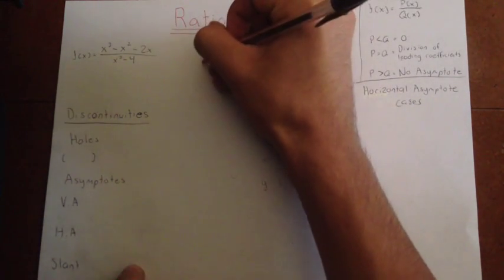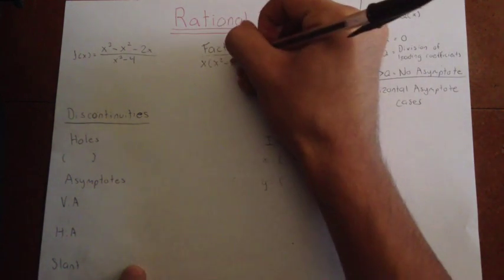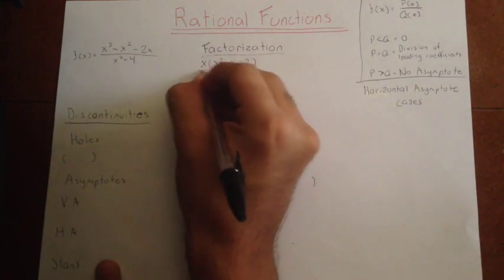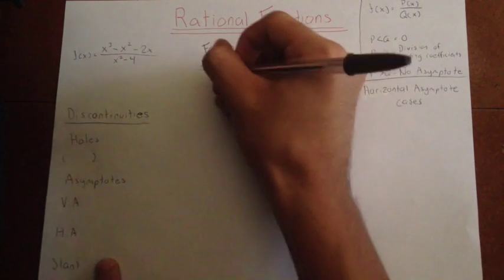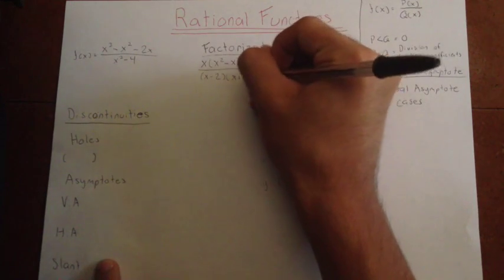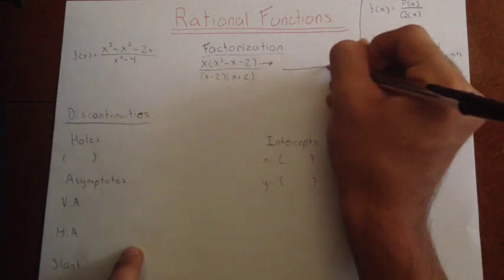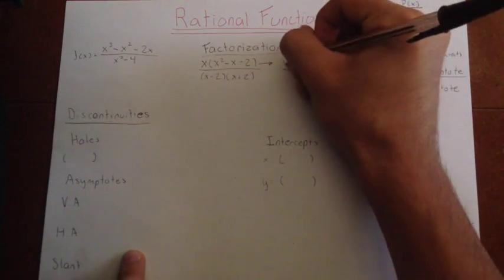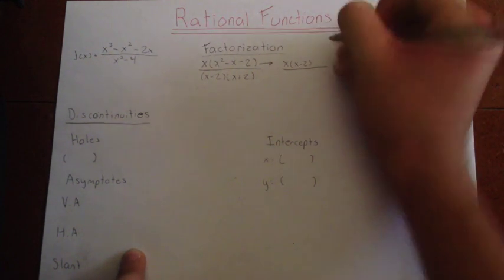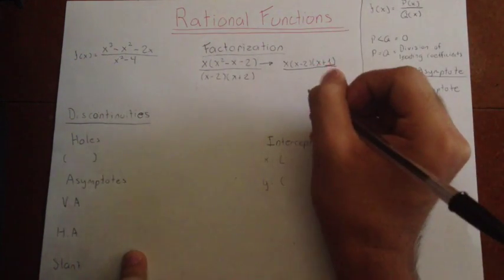So, when we start factorizing, the result is x, which is the common factor, times x squared minus x minus 2. That's for the numerator. Now for the denominator, we have a difference of squares, which will give us the result of x minus 2 times x plus 2. You can see that the numerator can be factorized even more because it's a perfect trinomial square. So the result will be x minus 2 times x plus 1.